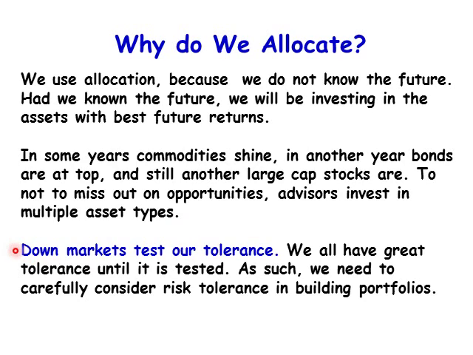Okay? And here is the one we need to consider really carefully and understand. Down markets test our tolerance. We all have a great tolerance until it's tested. In up markets, we all have tolerance. As soon as the market turns down, that's the time our tolerance gets tested. As such, we need to carefully consider risk tolerances in building portfolios. We need to have bonds, which are considered shock absorbers. We need to build up our shock absorbers in our portfolio. Okay, let us continue from here.